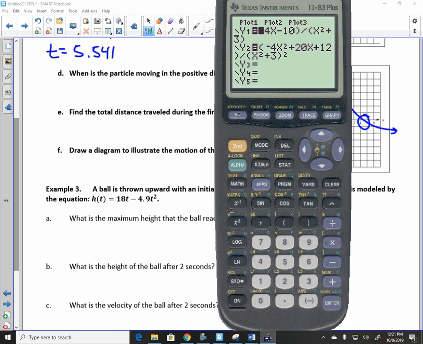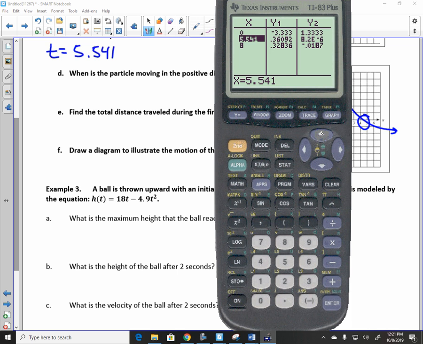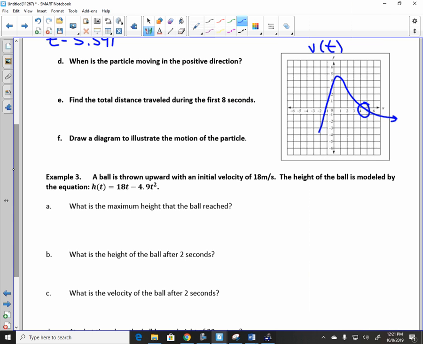Okay, so I have the two functions here. Notice in the first one, I have 4x minus 10 over x squared plus 3. And the second one, I have the velocity function. So as I go to the table here, you see that we have these three values sitting here. I need to figure out the motion of this particle, so I'm going to draw a diagram that shows this motion. I try to figure out where it is at time 0, at time 5.541, and at time 8, because it says find the entire distance traveled. I find the beginning, I find the end, and I find wherever it changed direction.